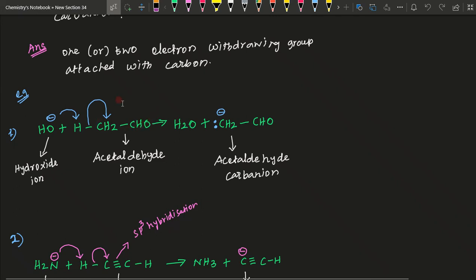This is the acetaldehyde ion. This is the hydroxide ion. So it gives H2O plus carbon ion and CHO. This functional group is called acetaldehyde carbon ion.